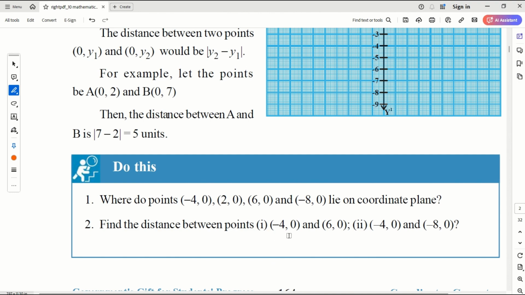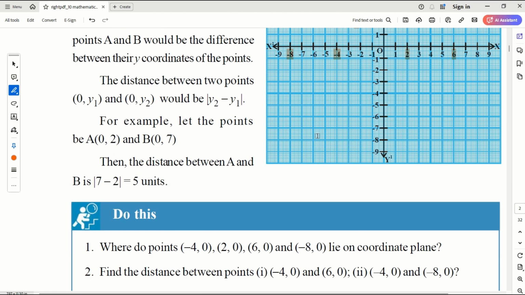Find the distance between minus 4 comma 0 and 6 comma 0. So it is just very simple. Difference between them is 6 minus of minus 4, that is 6 plus 4, which is 10. Correct. And between minus 4 and minus 8: minus 8 minus of minus 4, that is minus 8 plus 4, that is minus 4. You take the absolute value. So distance is 4. Okay, you can count from here, right? 1, 2, 3, 4. It is just 4 units away. Minus 4 and 6 are 10 units away.